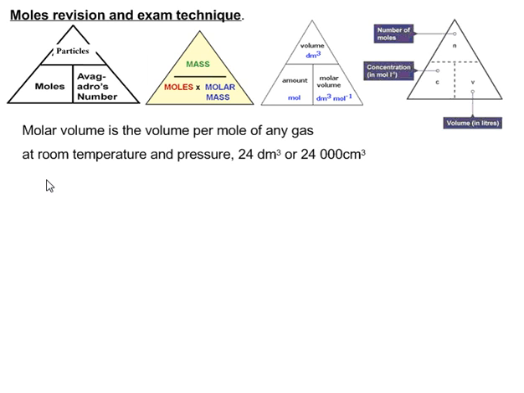Another definition which is very important is the molar volume. So the molar volume is the volume per mole of any gas at room temperature and pressure. And the molar volume of any gas is 24 litres. So if you have 1 mole of any gas, it's 24 litres, or 24,000 centimetres cubed.